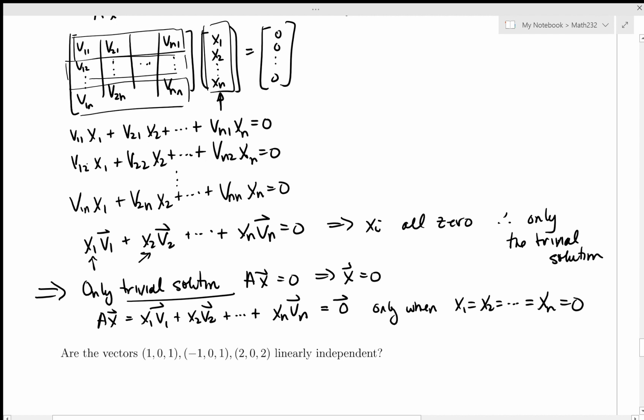So this only happens when all these coefficients are 0. Because there are no other constants that we could use to make this equal to 0, that is our definition of linear independence. Therefore, v1, etc., vn are linearly independent.